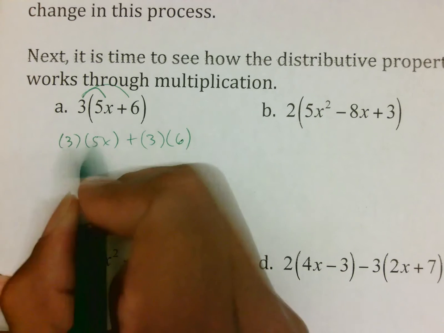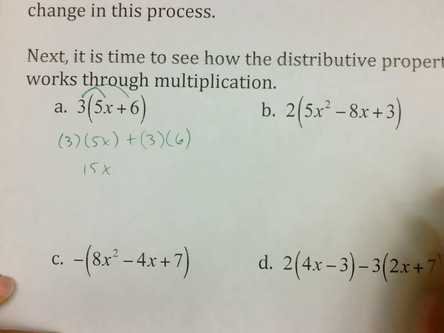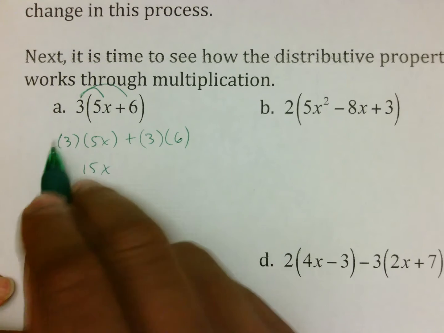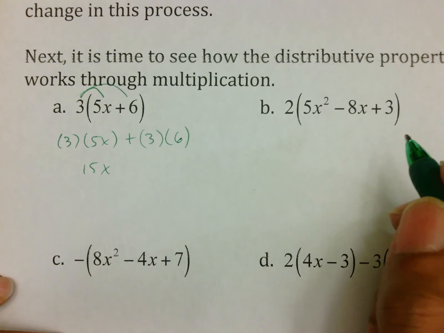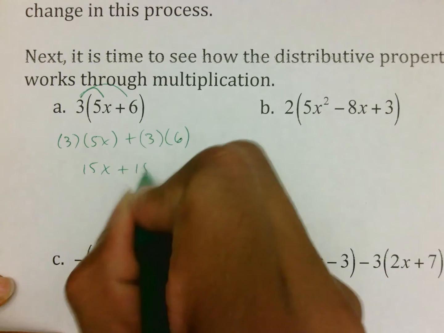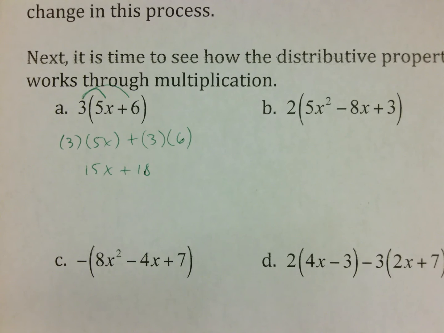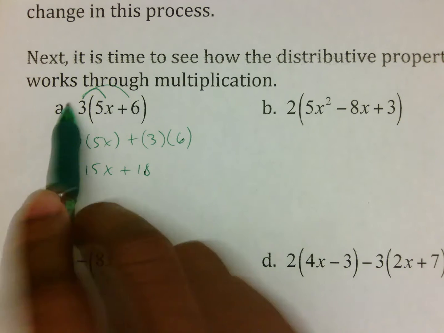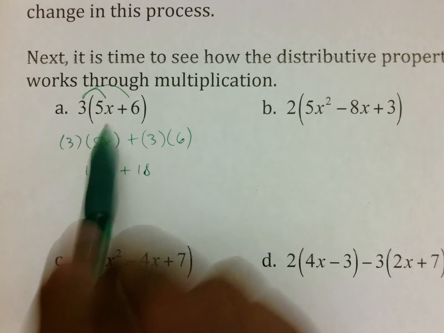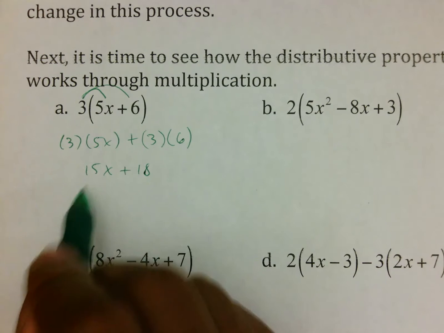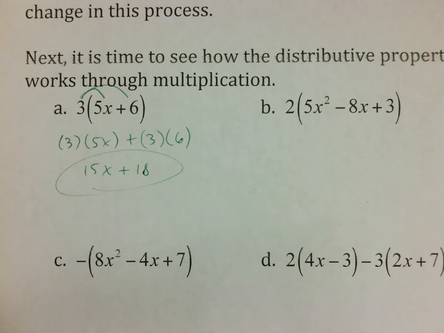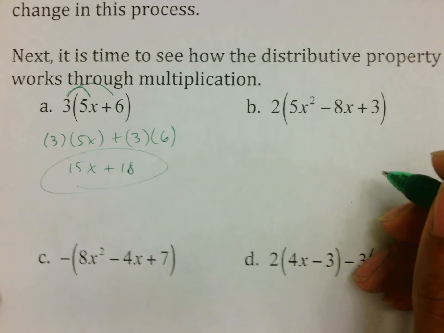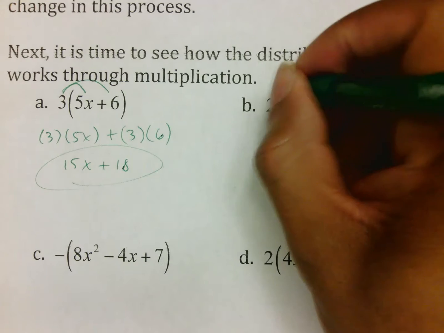3 times 5x would be 15x, and that's how you multiply with variables. The number becomes 15, the x comes down, and then 3 and 6 make 18. That is how you finish distributive property through multiplication, and that is all. Again, 3 meets 5x, 3 meets 6, that becomes 15x, that becomes 18. You cannot put anything together because there are no like terms. That's as far as you can go. And you might want to write some of these down just to make sure you have them from when you go to the computer. But other than that, that is it.